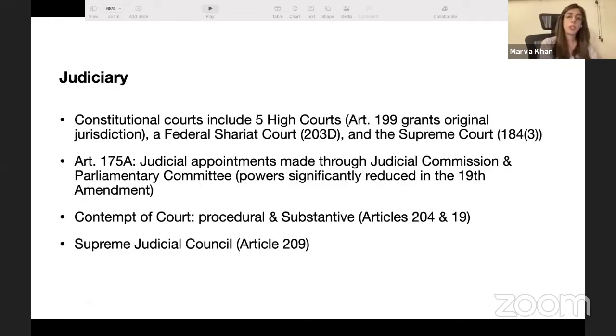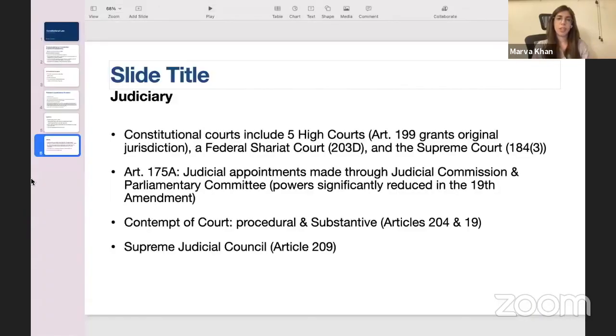And the Supreme Judicial Council is another important thing. When you look at, for instance, the functionality of NAB or other code of conduct issues originating from the judiciary, when it comes to the constitutional courts or the higher courts, there's only one avenue where you can take any misconduct cases, and that is the Supreme Judicial Council under Article 209. And that's essentially it for constitutional law.